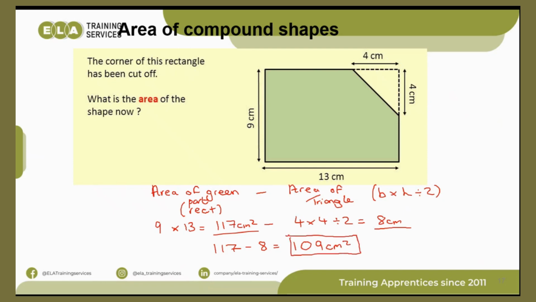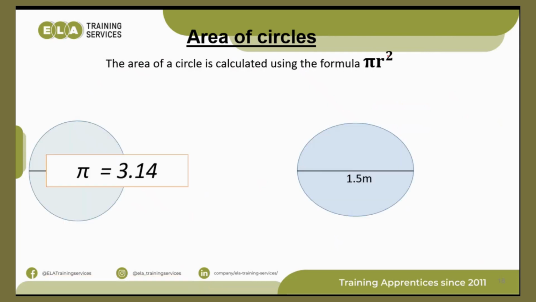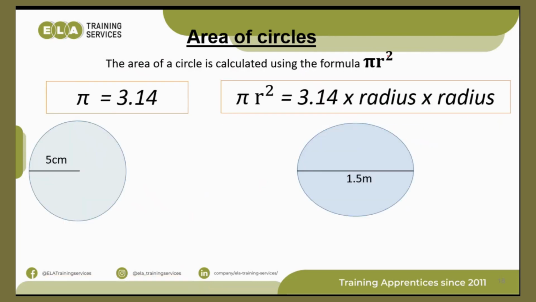Okay, our last shape that we are going to deal with, we're going back to circles again, where now our formula changes when it comes to area. So the area of the circle is calculated using the formula pi r squared, which means pi times radius times radius. And what I would like you to get in the habit of is whenever you've got a question dealing with anything to do with circles, you are writing the formula out in full.